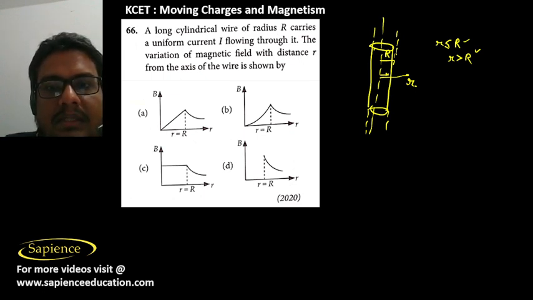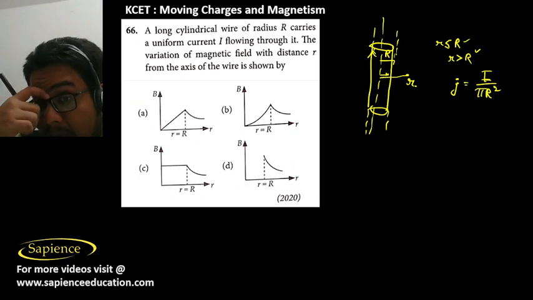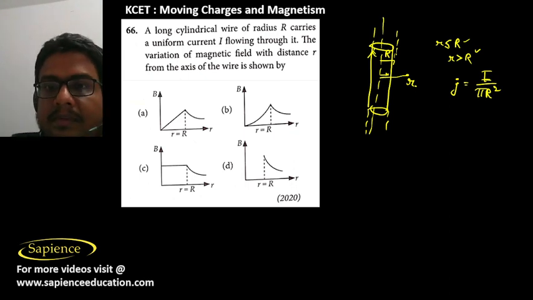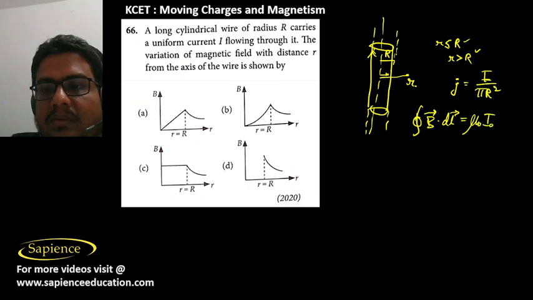Now it carries a uniform current I throughout its length. So we can write something called the current density, J. Current density J is equal to current per unit area of cross section, so that is I by pi R square. And that is constant, J is constant. Therefore, here we shall apply Ampere's circuital law, closed integral B dot dl equal to mu naught into I enclosed.